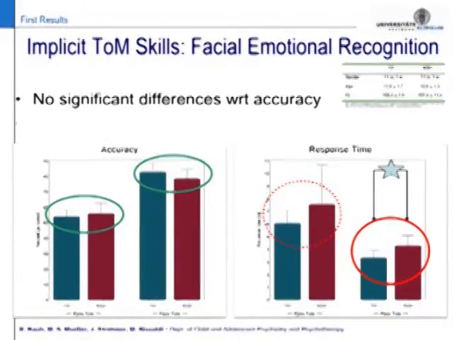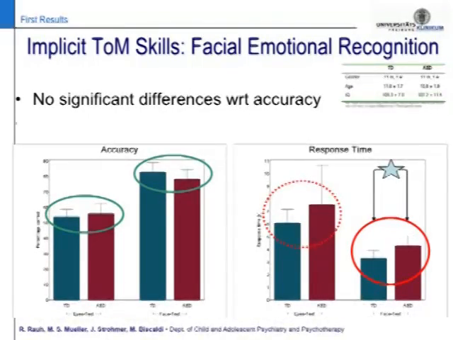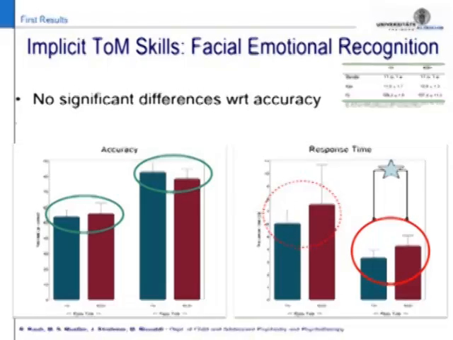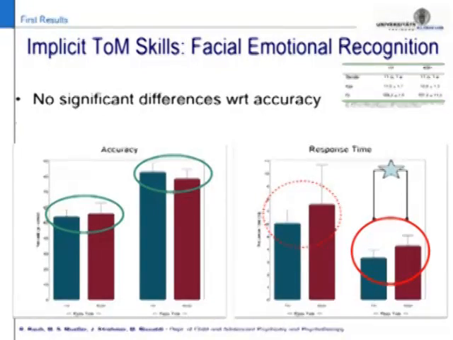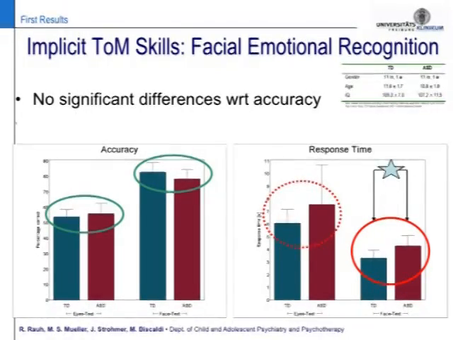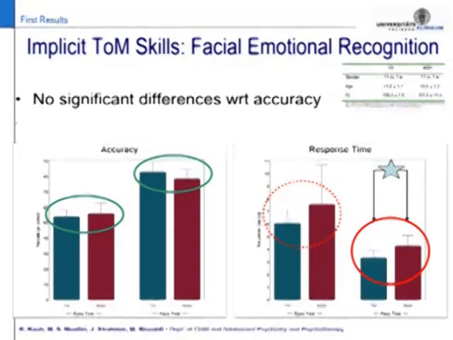Implicit ToM skills. You can see in the upper right corner the matching of the two groups, because for these facial emotion recognition tests, the children have to be 8 years or older. The sample size is reduced to 12 participants in the TD group and also in the ASD group, 11 male, 1 female. Age was around 11, and the IQ level was around 108 in both groups. With respect to accuracy, we found no significant differences in the eyes test, even a slightly better performance for the ASD group, as you can see on the left side, and for the face test there was also only a little difference between the two groups.